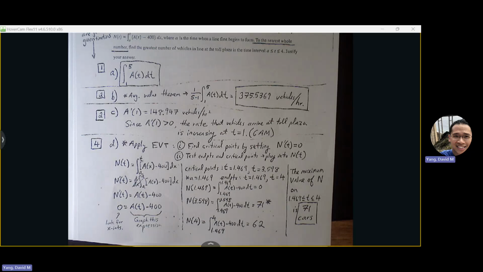Part B, average value theorem. So if we can recognize that formula, then 1/(5 minus 1), integral from 1 to 5, absolute value of the integral of A(t) dt. Practice entering that in your calculator.